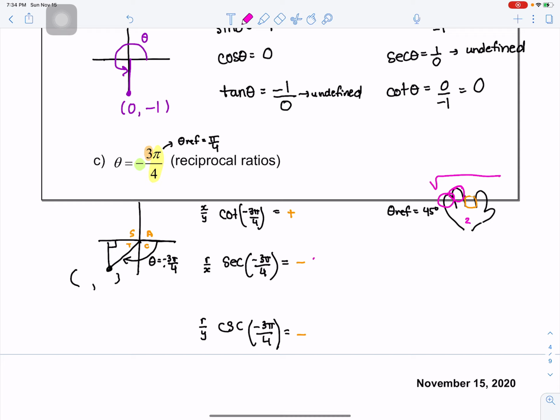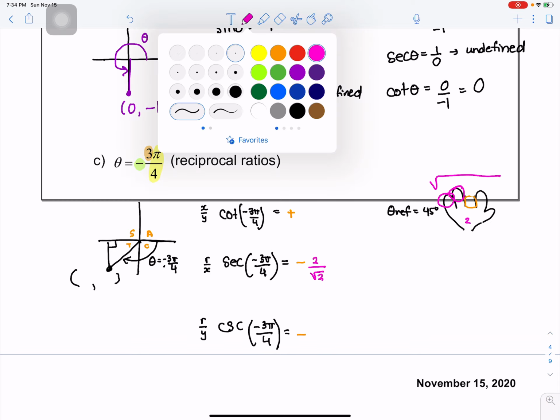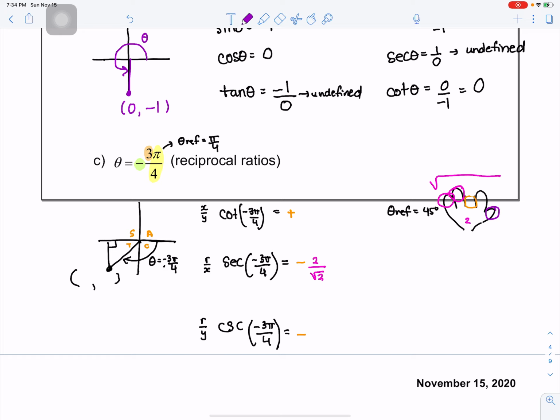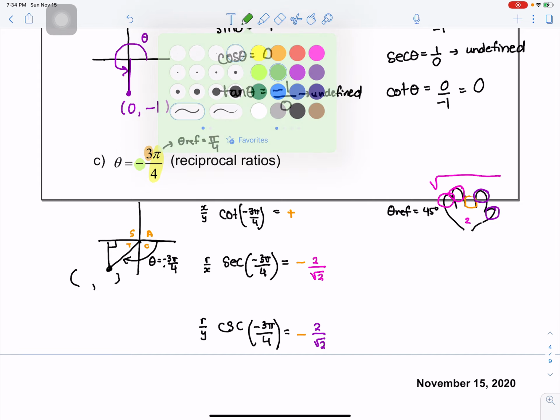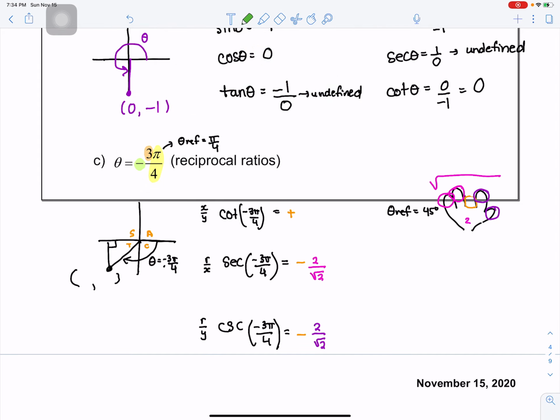So my secant would be 2 over root 2. I go in the reverse direction. I read the palm and then the fingers. My sine is root 2 over 2. So my cosecant would be the reciprocal of it, 2 over root 2. And then my cotan would be the cosine fingers divided by the sine fingers because it's in reverse. Root 2 divided by root 2, which is a positive 1.